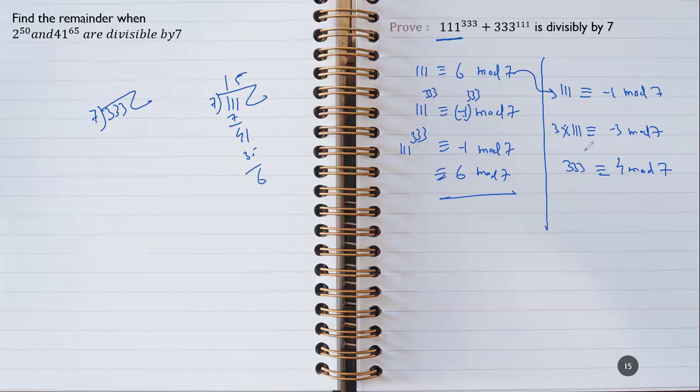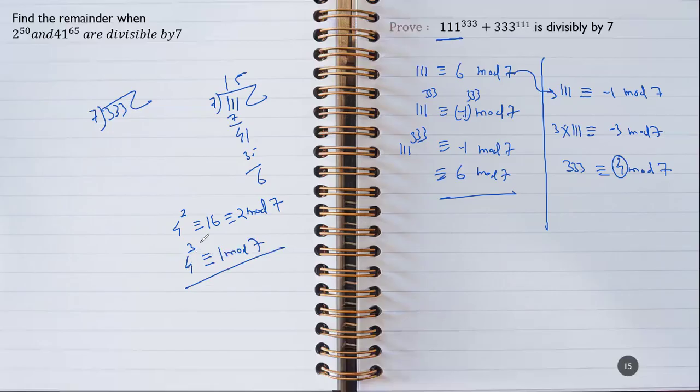Remember one thing, that whenever you have a large power, then don't raise them directly. Step by step, you have to go. Now, you don't need to raise the power of 3333, just notice the power of 4. I will start here. 4 to the power 2 is 16. 16 is congruent to 2 mod 7. Again, 4 to the power 3 is congruent to 1 mod 7.